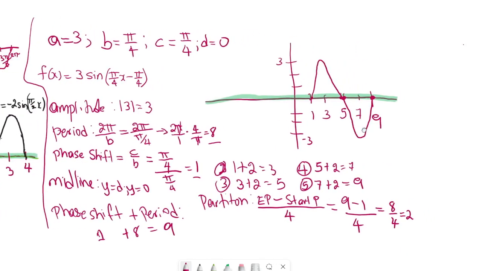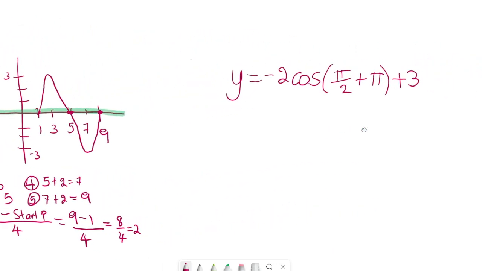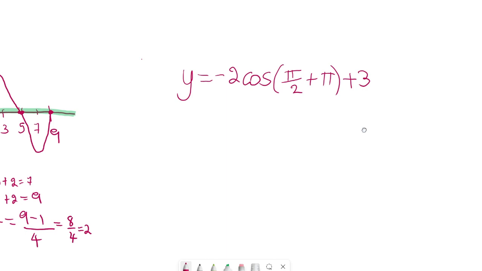Okay, so now we're going to look at another example with cosine. And so we want to graph y equals -2 cosine(pi over 2 x + pi) + 3. So as per usual, we're going to first identify our A, B, C, and D. So A is going to be -2. B, that's going to be pi over 2.